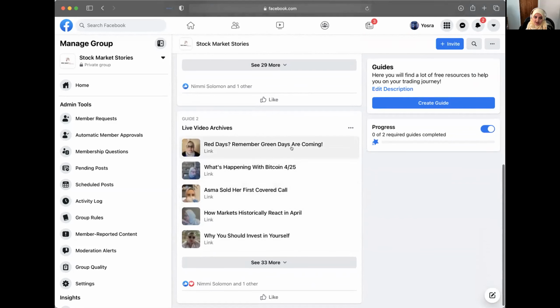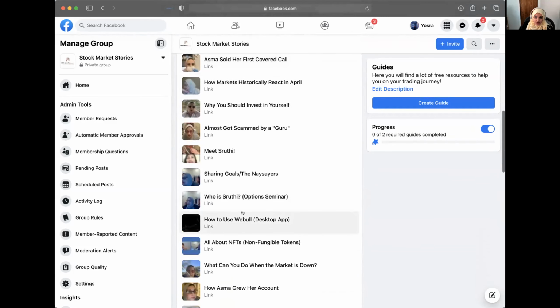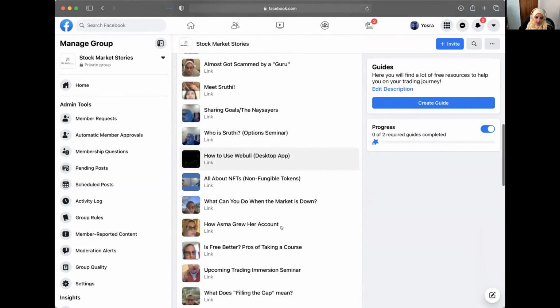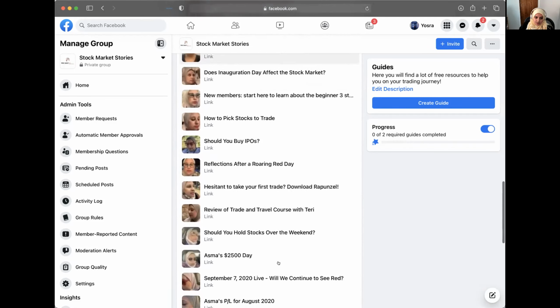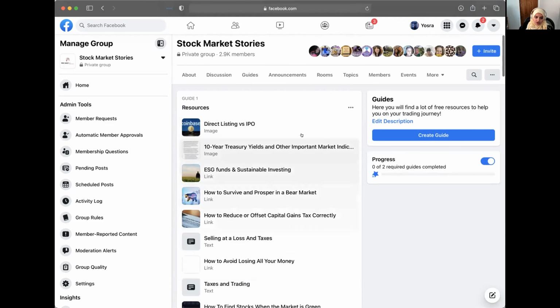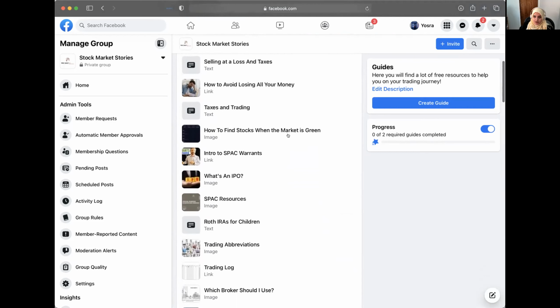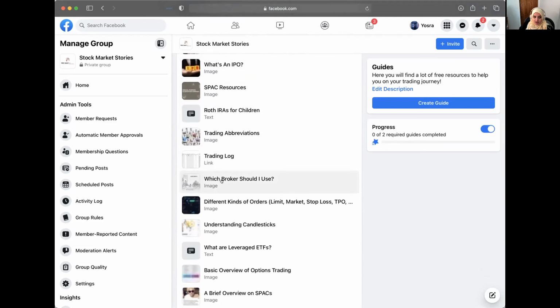And there's videos. You'll find the gap video in this section right here, and you'll find the Webull. This is a whole Webull tutorial. I think it was like 2 hours long. And you have things like, what can you do when the market is down? You have all sorts of resources in the guide section, and you don't have to go through them in order. Just scroll through and see which topic is interesting to you. And this is the which broker should I use. Everyone has all sorts of reviews about the brokers that they use, what they like and don't like about them.